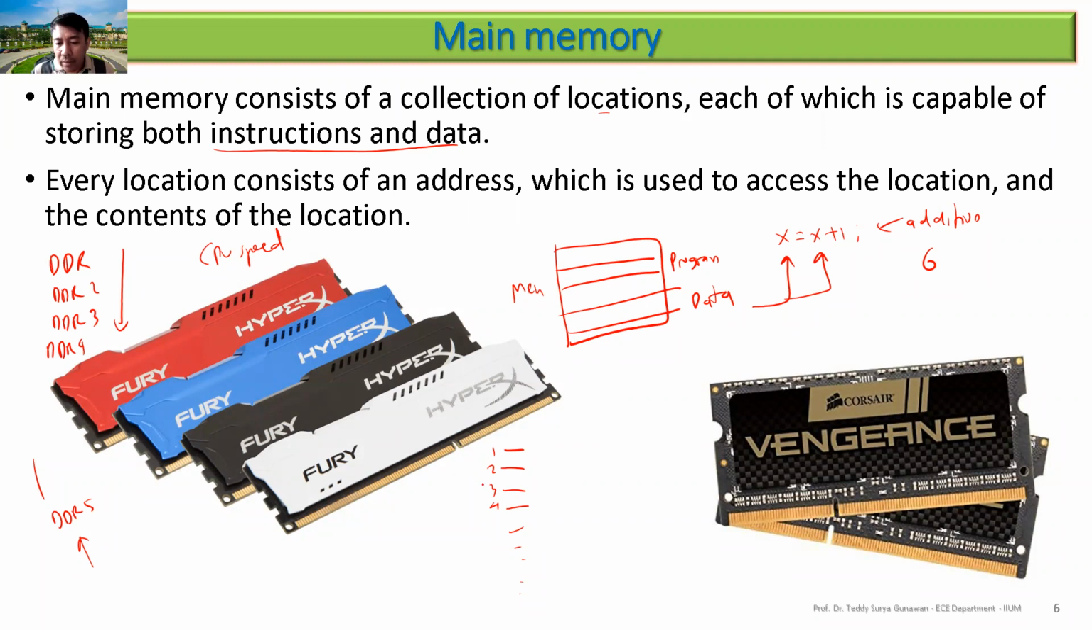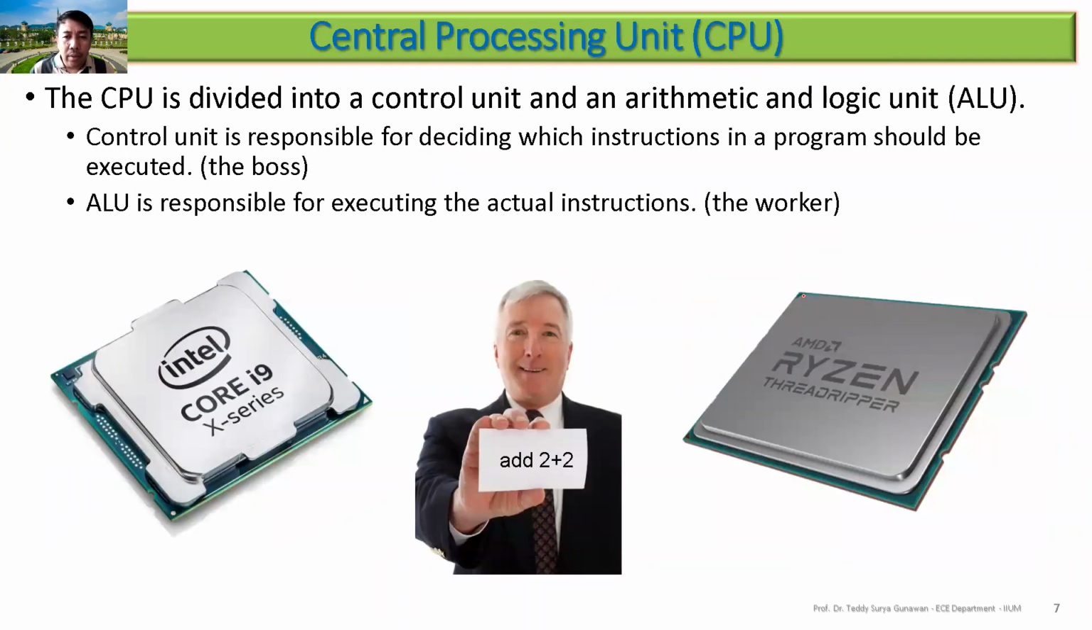So you have different form factors also for the memory. Currently we have this DIMM, dual inline memory module, and we have also SODIMM here for the laptop. So this is the memory. The CPU is divided into the control unit and the arithmetic logic unit as the main parts. The control unit is responsible for deciding which instruction in the program should be executed. So this is the boss, and the ALU is responsible for executing the actual instruction, the worker.